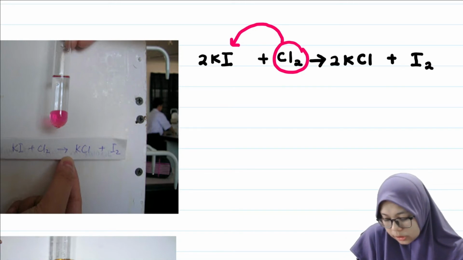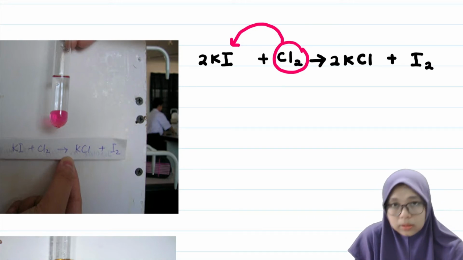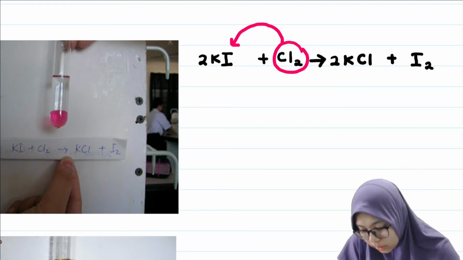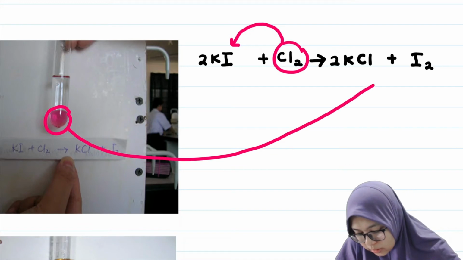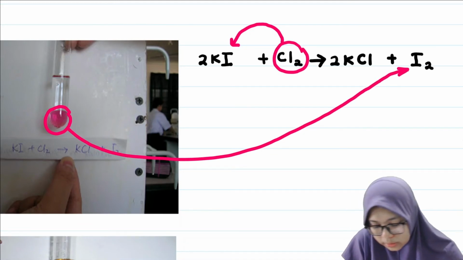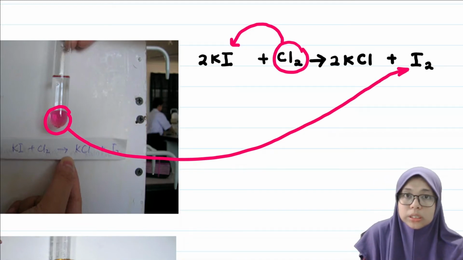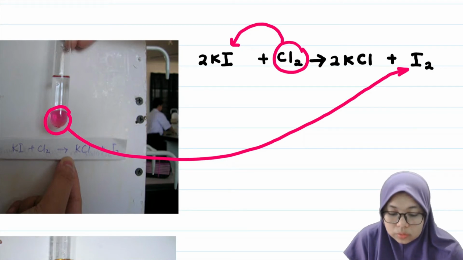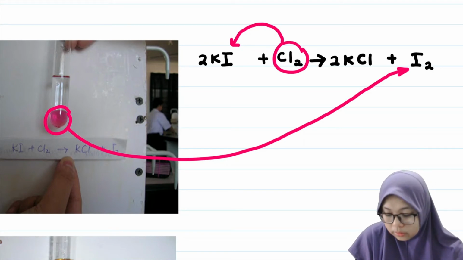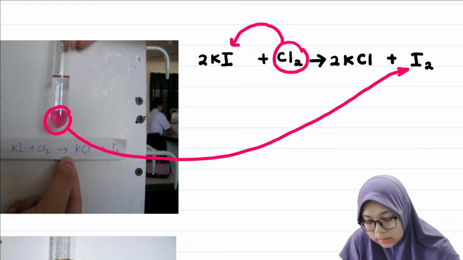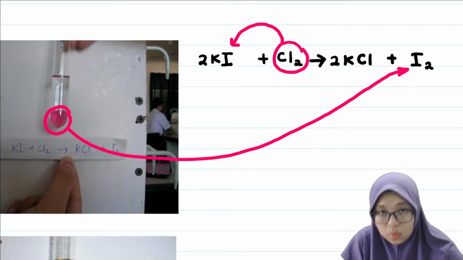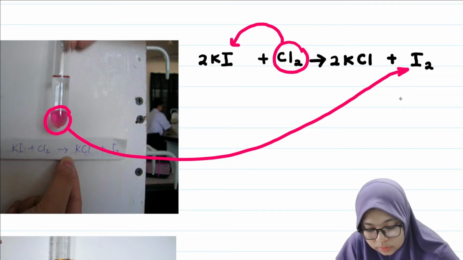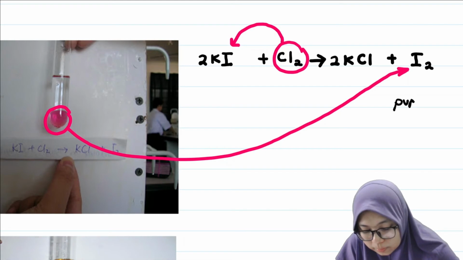In this reaction, if you look at the picture there, the bottom part of the test tube is actually the color of iodine in 1,1,1 trichloroethane, because the halogen is a covalent compound. It will dissolve in another covalent compound. So the purple color here is actually for iodine in 1,1,1 trichloroethane. That's why you can see the purple color formed.